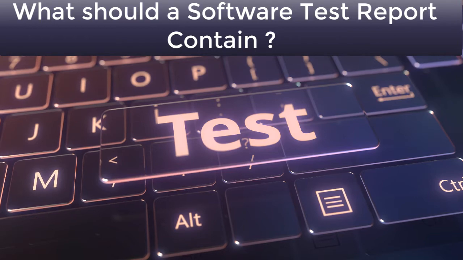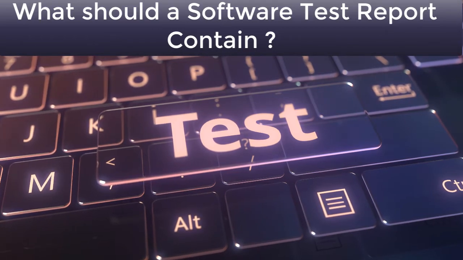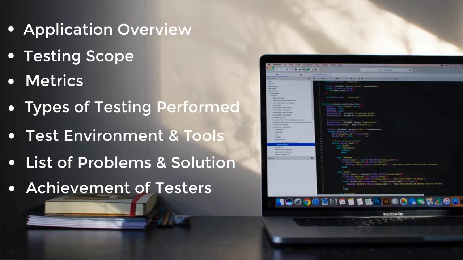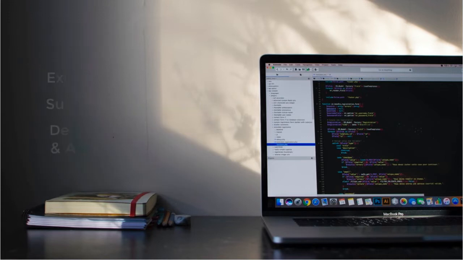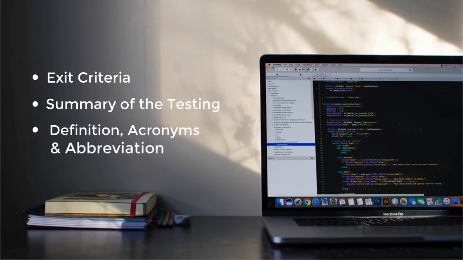So what should a software test report contain? The report should contain the application overview, testing scope, metrics, types of testing performed, test environment and tools, list of problems and solutions, and the achievements of the testers. You should also include exit criteria, summary of the testing, definitions, acronyms, and abbreviations.